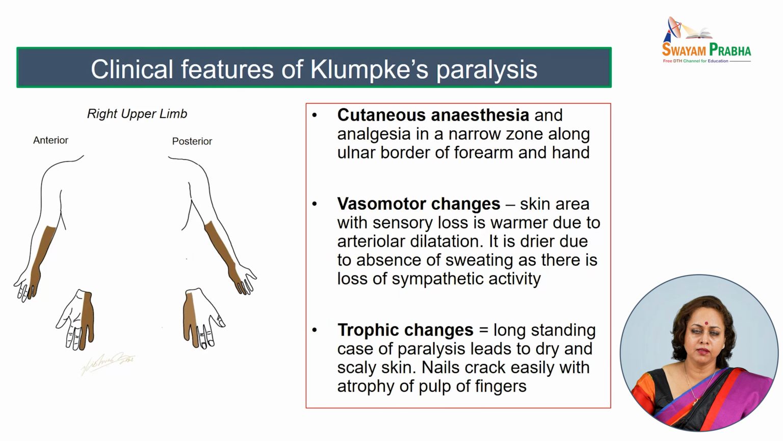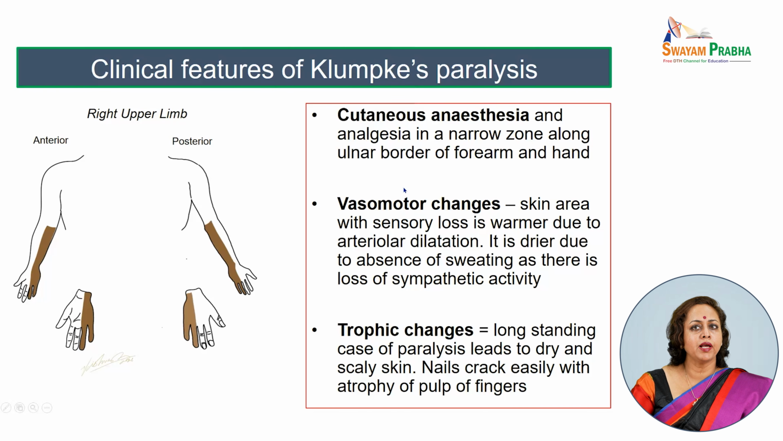Besides motor paralysis, you will also get some sensory deficits, like cutaneous anesthesia. So there will be parts having analgesia. It will always be along the inner border of the forearm, a little bit of the arm also, and even of the hand. Here you are looking at the anterior aspect, and on this side you are looking at the posterior aspect of the same right upper limb. So it is the ulnar border, and it extends on both surfaces on the inner aspect of the right upper limb.